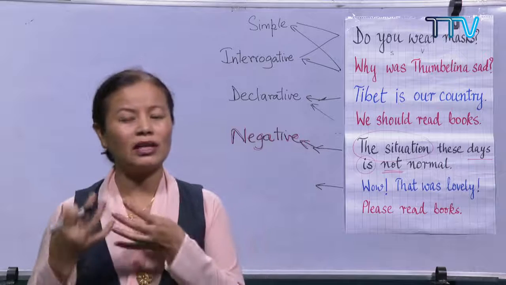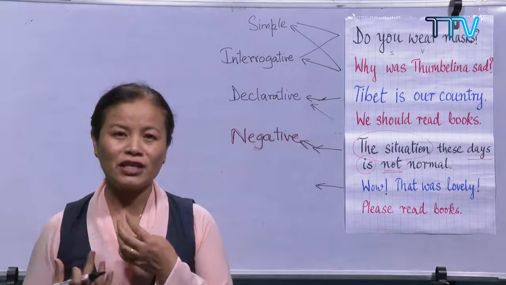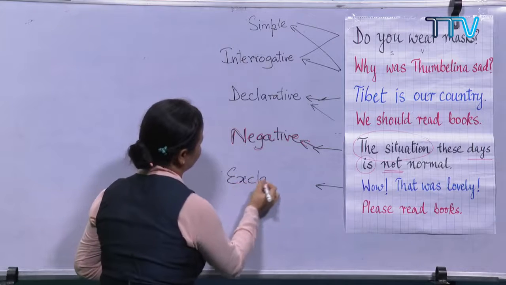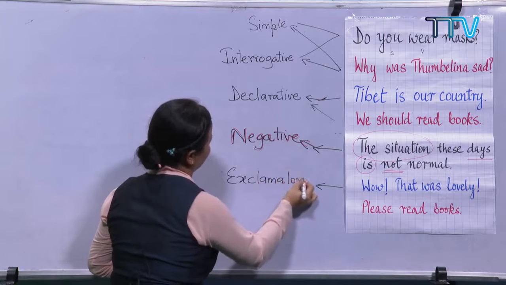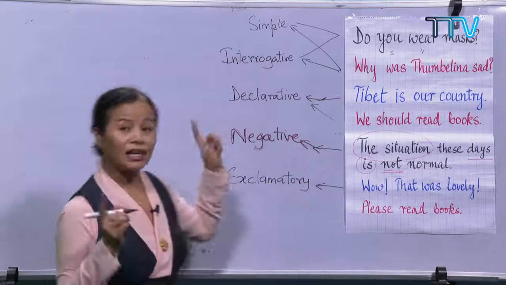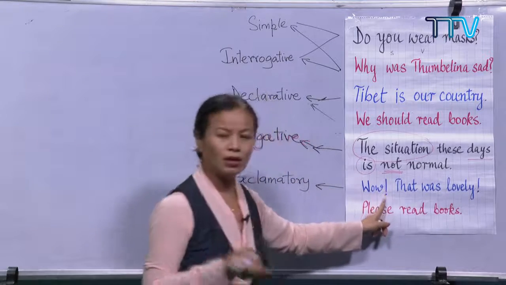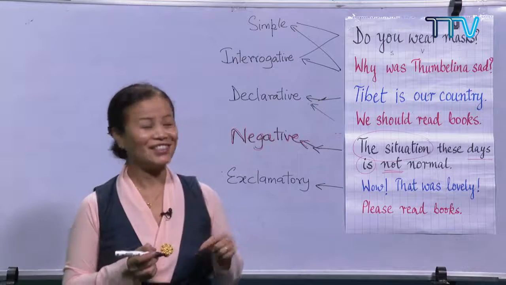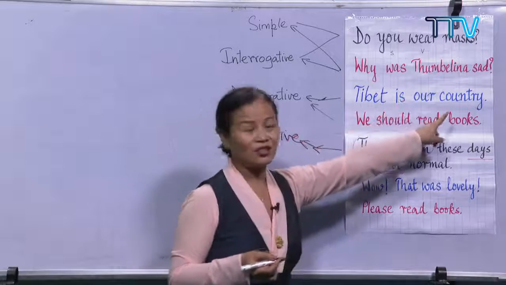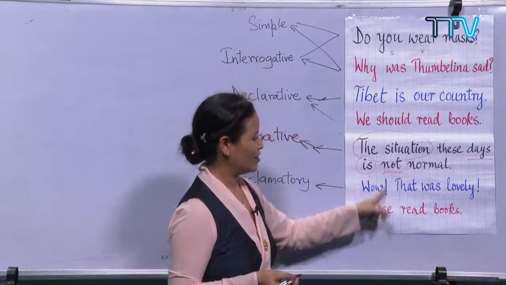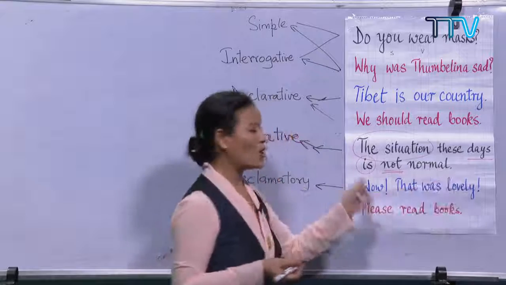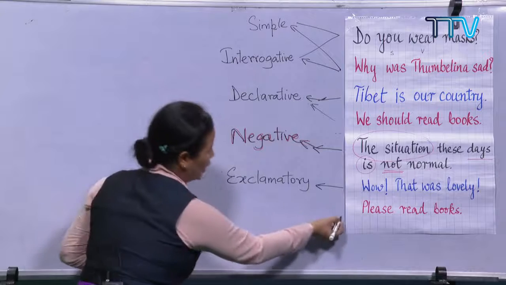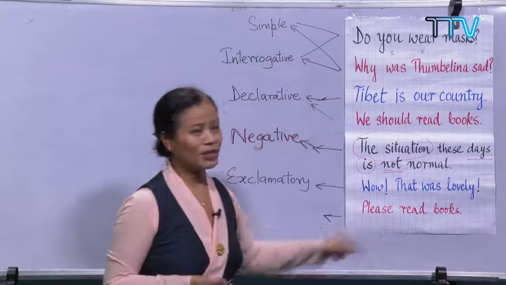So these all express strong feelings, and these are called exclamatory sentences. And that is why we have exclamation marks here. So I hope you all know exclamation mark, right? You must have learned about punctuations. So question mark, period or full stop, and then we have the exclamation mark here. Wow, that was lovely. Again, I have used a simple sentence. And then the last one here.